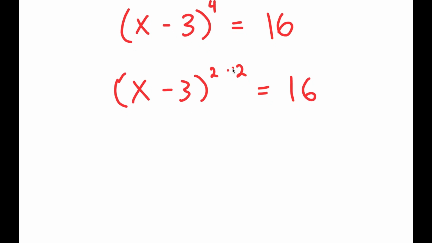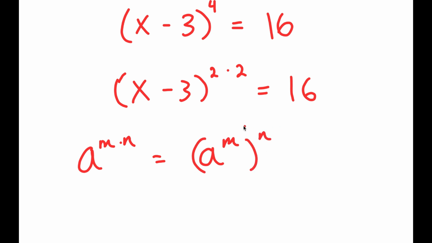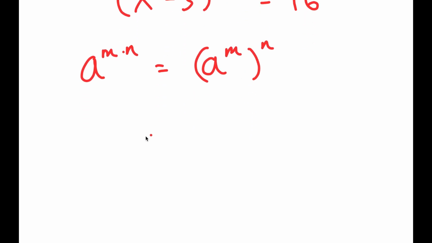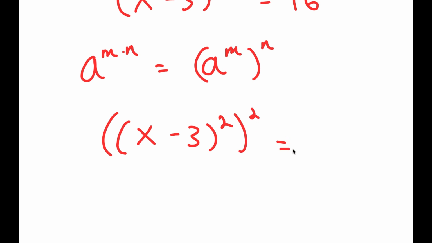And the reason I'm doing this is so now I can use the property a^(m·n) = (a^m)^n. So (x - 3)^(2·2), I can write as ((x - 3)^2)^2, which is equal to 16.